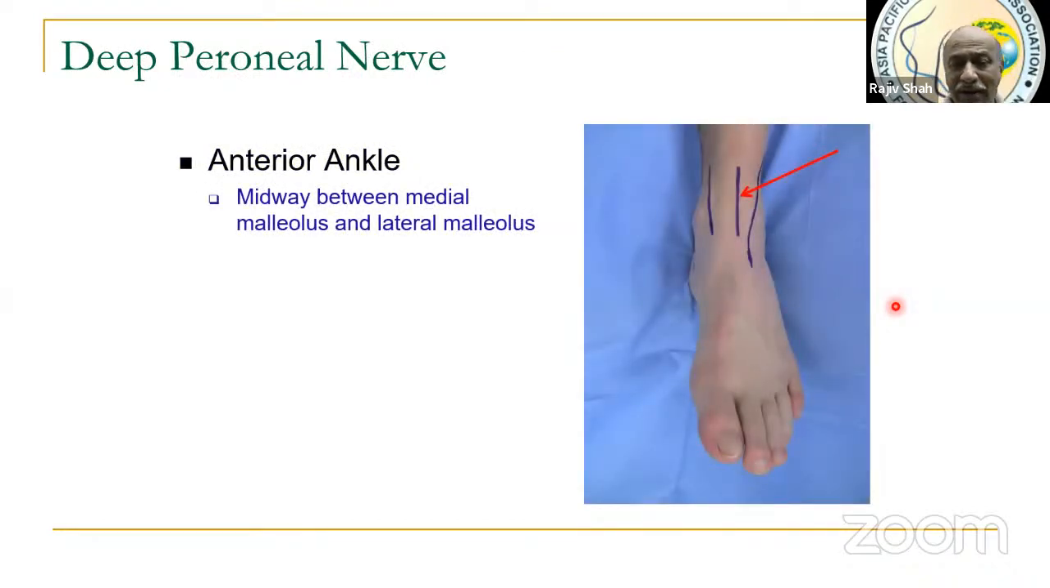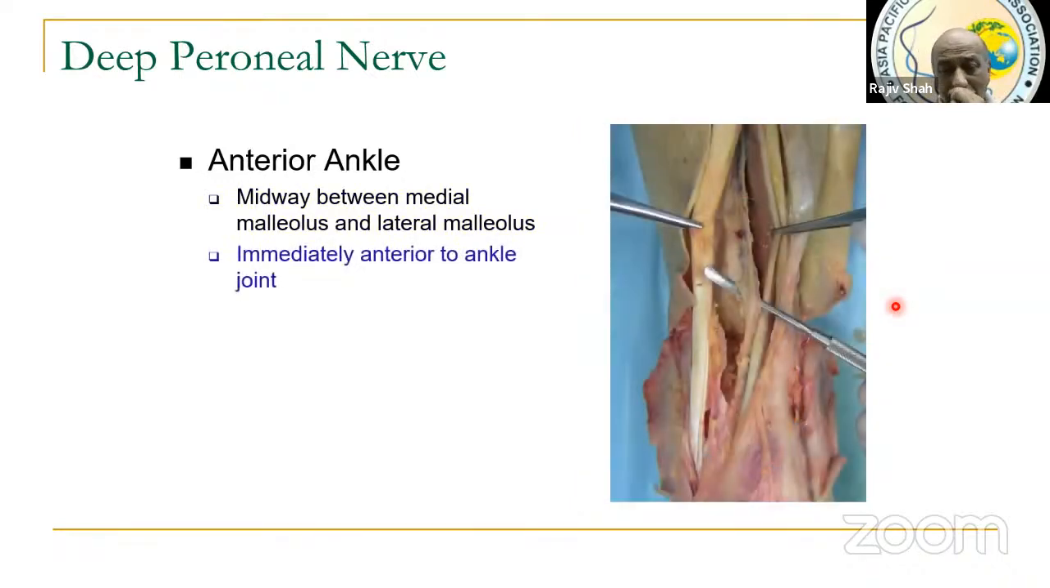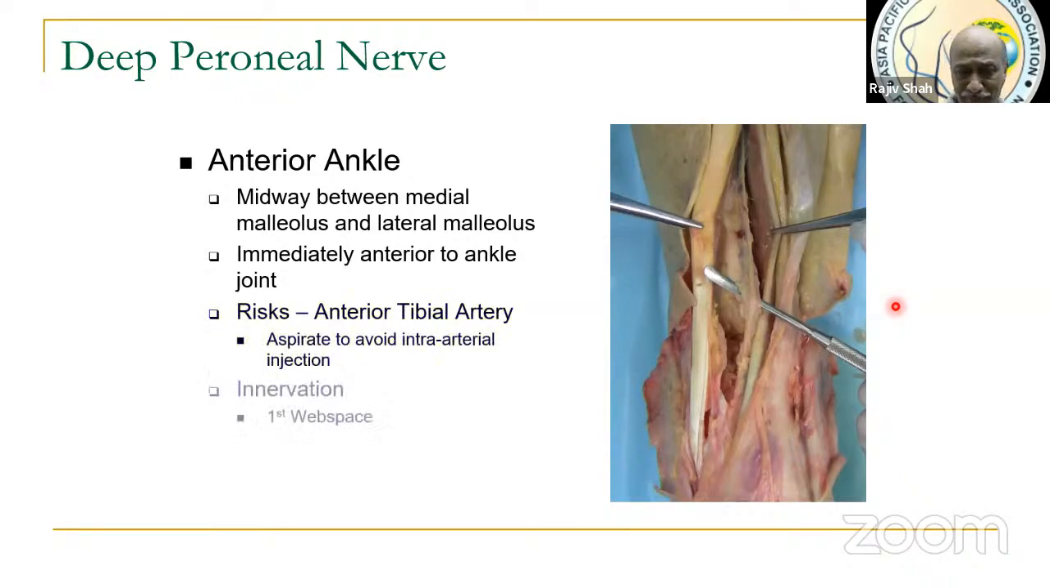Then comes your deep peroneal nerve. Now, deep peroneal nerve lies in the anterior ankle. The line shows the deep peroneal nerve. It is exactly midway between medial malleolus and lateral malleolus. It is immediately anterior to the ankle joint line. And if you are putting your needle to inject this nerve, to block this nerve, it is important that you should be watchful for not piercing the anterior tibial artery. The key is to aspirate before injecting, and it innervates the first web space.